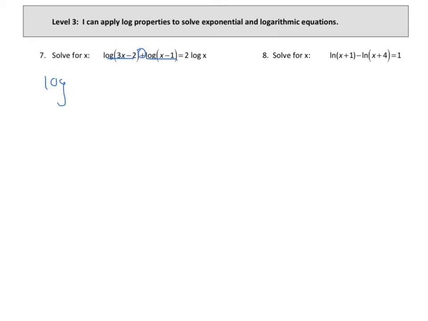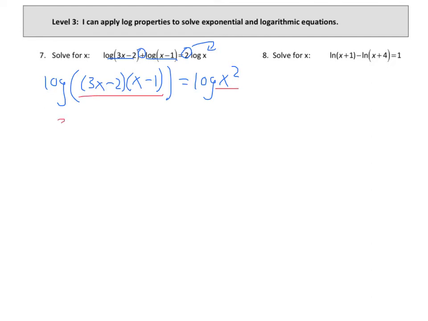So I get log of (3x minus 2) times (x minus 1) equals, and then using the power rule, I'm going to move that 2 up to be an exponent, and I get log of x squared. Now, one method you can use, if you have two logs with the same base set equal to each other, for this equation to be true, the inside parts would need to equal each other. So I can just make that into a new equation, (3x minus 2) times (x minus 1) equals x squared.